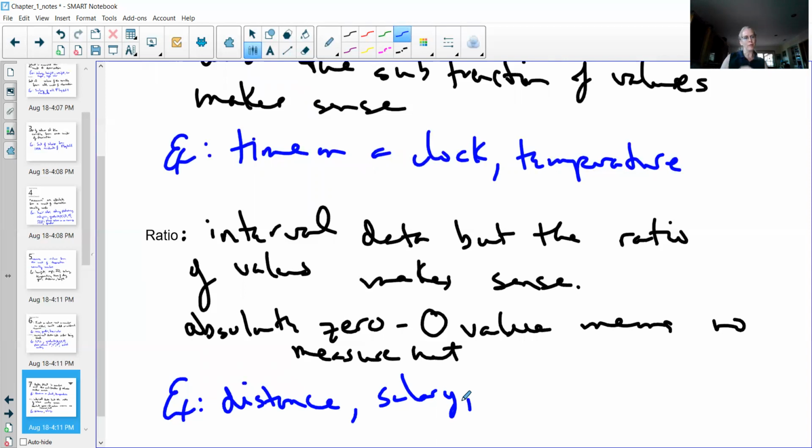And the reason I like to bring that one up is a lot of people think, oh, well, if there's an absolute zero, you can't have negatives, but I can have a negative in my checking account. It means I've overdrawn, but zero in my checking account means I have no money in there. So we can have negatives, but the zero is what's important. The zero means the absence of it. So amount of money in checking account would be a good example.